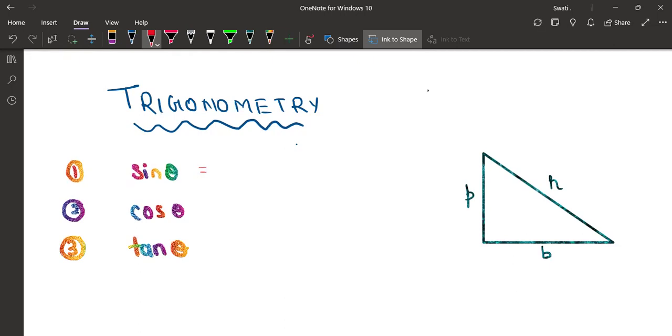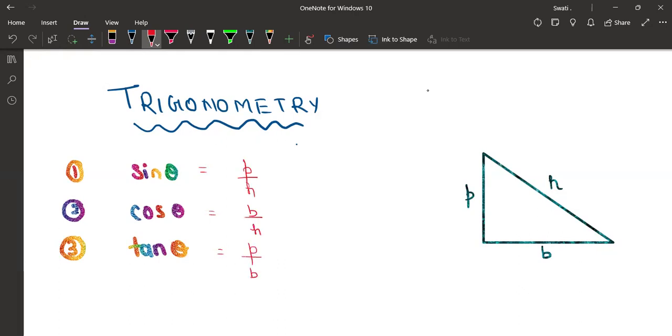Was it not P by H? Right. What was the trick? You remember the trick? Yes, that is correct. So it is P by H. Next, cos theta. B upon H. Very good. Next, tan theta. P upon B. Very good.